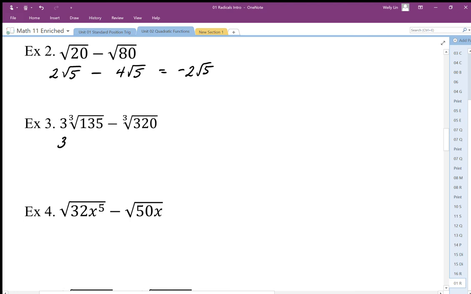So perfect cube of 1 is 1, perfect cube of 2 is 8, the perfect cube of 3 is 27. Well, 135 happens to be a multiple of 27. So what I can do then is I can rewrite this as cube root 27 times 5. Okay, so 27 times 5 gives me 135. Then we have to look for perfect cubes of, in this case, 320.